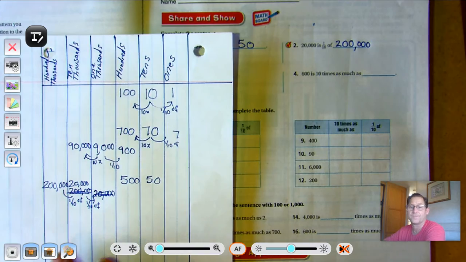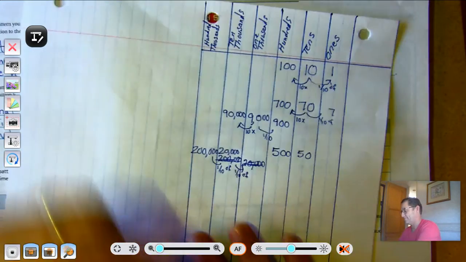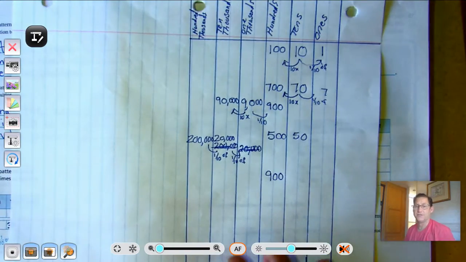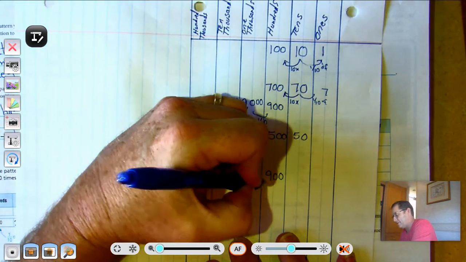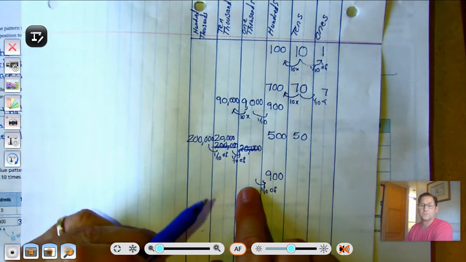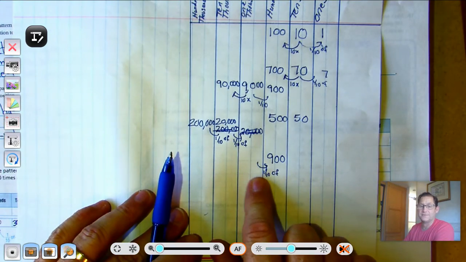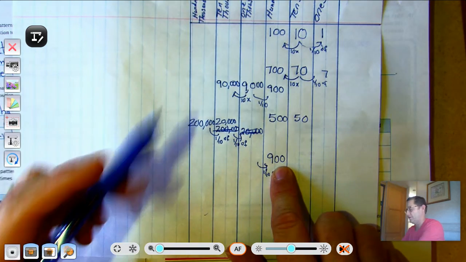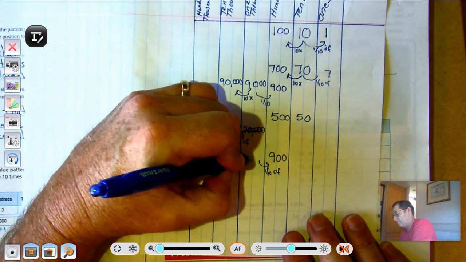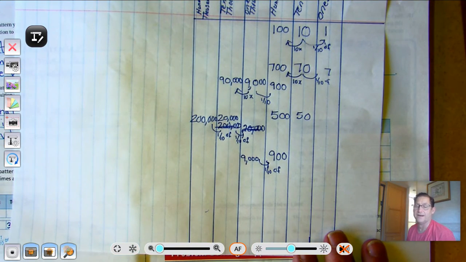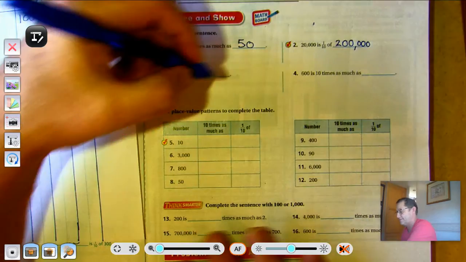900 is 1/10 of what? Again, we've actually already done this one. So remember, when we take 1/10 of something, that means we went from a larger place value to a smaller place value. So it would be 9,000. So 1/10 of 9,000 is 900.